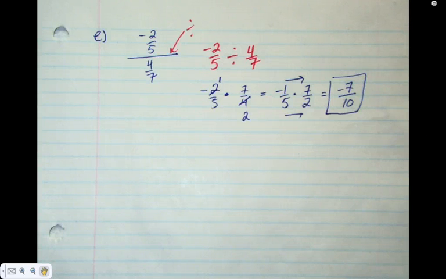Show me a thumb. Getting this, feeling okay with this, comfortable, kind of getting it, not getting it, anywhere in between. Good. Take a look at our last one.